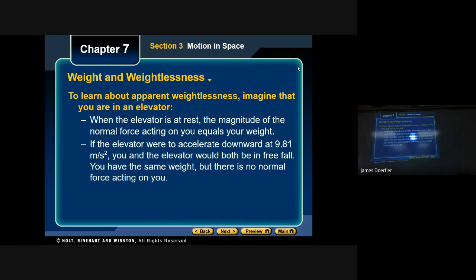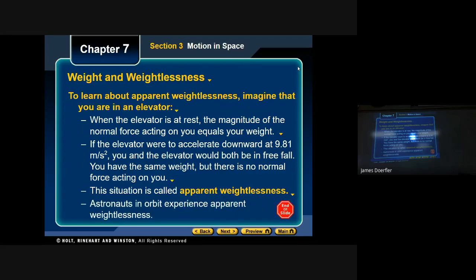If the elevator were to accelerate downward at 9.81 meters per second squared, you and the elevator would both be in free fall. You have the same weight, but there is no normal force acting on you. So this is what we call apparent weightlessness. You have not magically lost your weight. There's just not another force counteracting gravity at that moment. And so this is what astronauts that are in space are experiencing. They don't magically lose their weight.